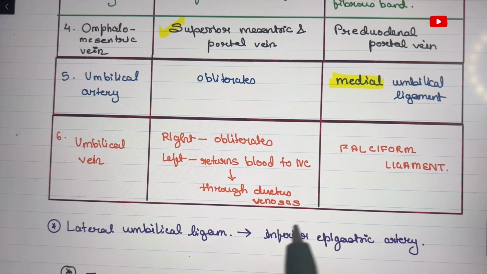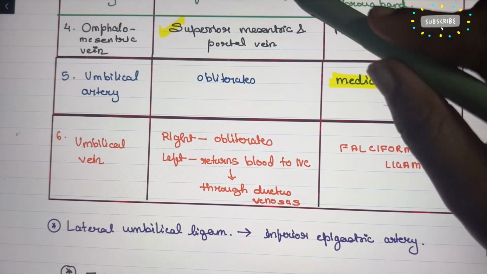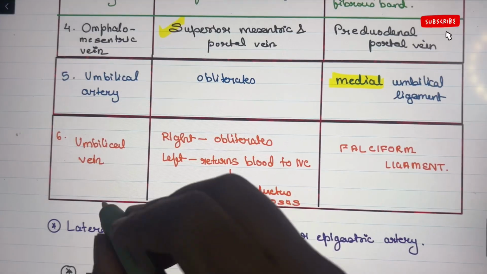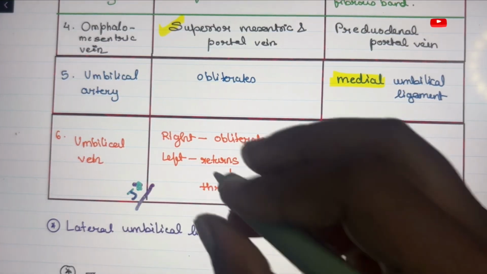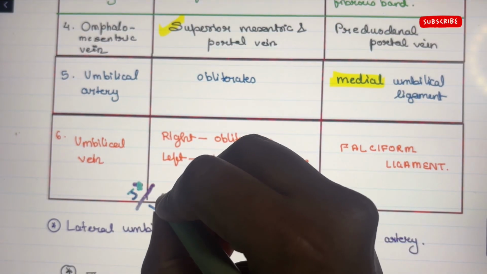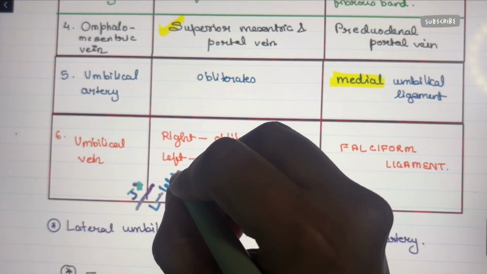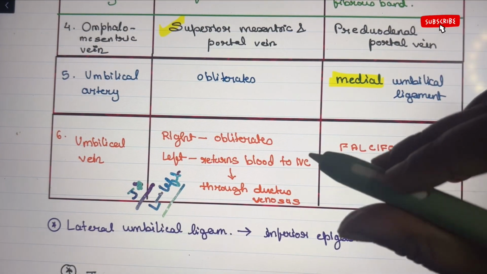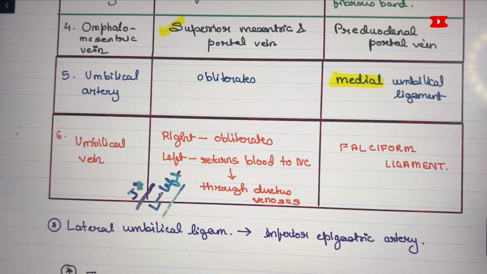And the remnant of the umbilical vein is the falciform ligament. Fine. You can remember this by: left is left out, and right obliterates, in cases of the umbilical vein.